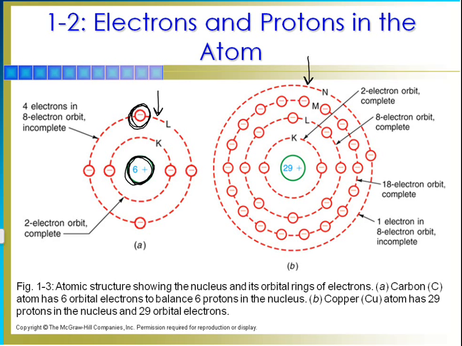Okay, over here in the copper, once again, 29 protons in the nucleus, along with a few neutrons. Neutrons have a neutral charge. They don't do anything. They just add mass. Then orbiting, we have 29 electrons. Once again, as long as we maintain that balance, you have a neutral charge.